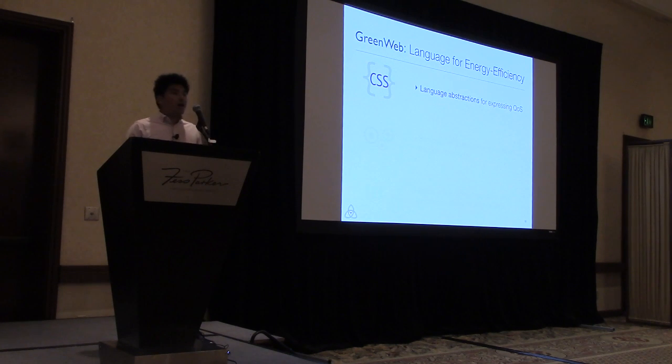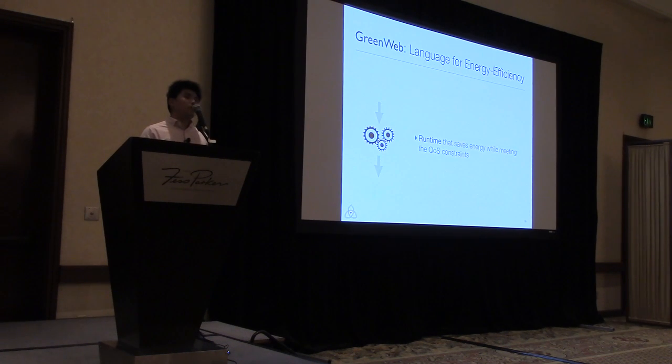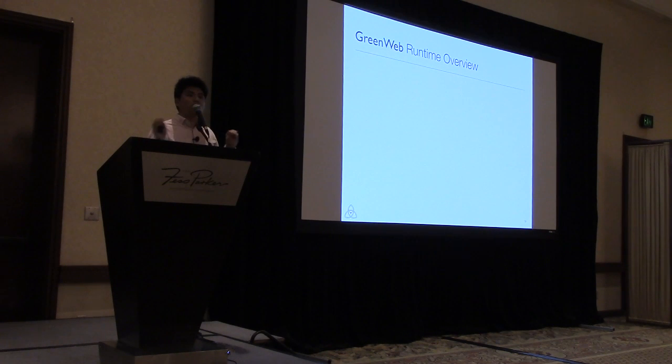Okay, so that's all about the language extensions. We know what they look like, and we know how you can annotate an application using these language extensions to express quality of service information. What I want to do next is talk about a runtime design that takes the QoS information and tries to save energy whenever possible. So at a very high level, here's what the GreenWeb runtime will have to do. Technically, a GreenWeb runtime is still part of a web browser. It just knows how to handle GreenWeb specific annotations.